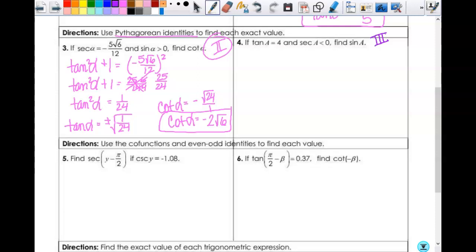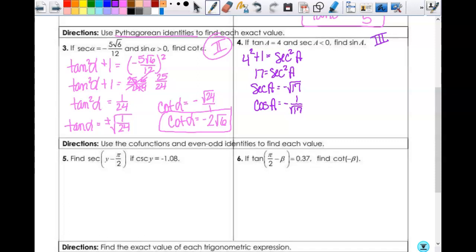So to use my tangent squared, tangent squared plus 1 equals secant squared. So 17 equals secant squared alpha. And so secant alpha is equal to negative square root of 17, which means that cosine alpha equals negative 1 over the square root of 17. I don't care about rationalizing because it's about to get squared anyway.